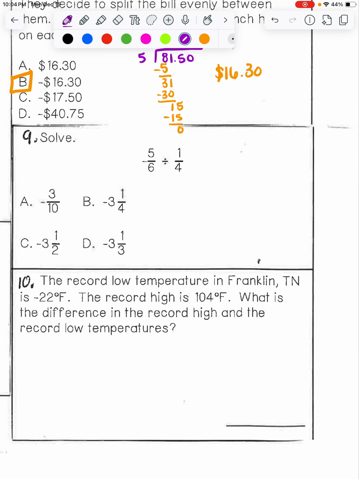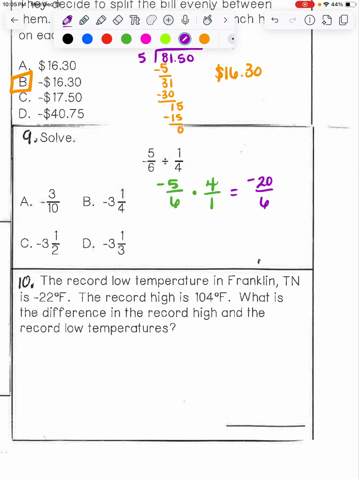dividing fractions. Everybody's favorite. This is keep, change, flip, guys. That is a negative 5 over 6, so I'm going to keep my first fraction, change my division to multiplication, and find the reciprocal of 1 over 4, which is 4 over 1. We talked about how you can reduce first and then multiply, or multiply and then reduce. I think overwhelmingly you guys chose to multiply first, so that's going to give me a negative 20 over 6.